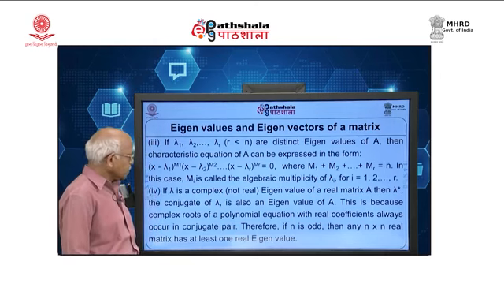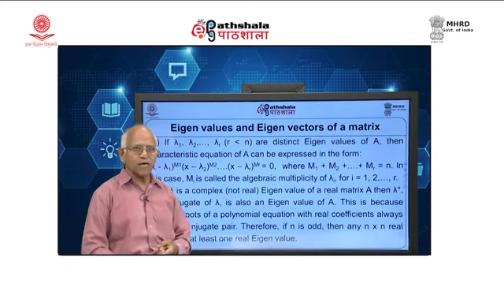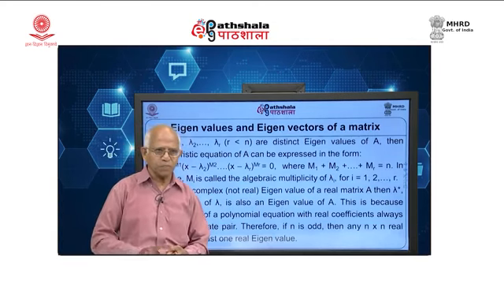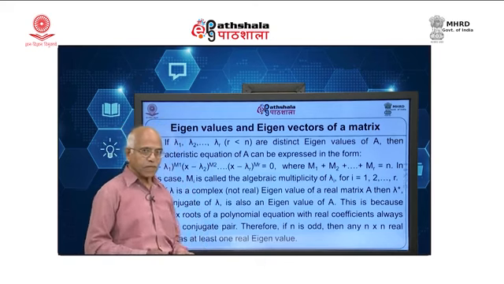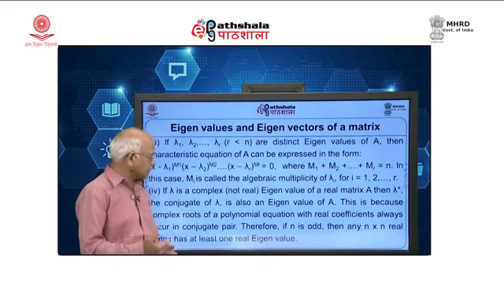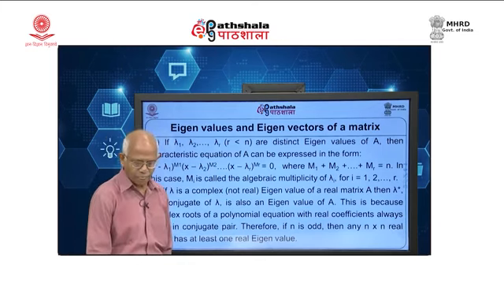Therefore, whenever there are complex eigenvalues, they are bound to occur in pairs, and so if n is odd, then the matrix must have at least one real eigenvalue.